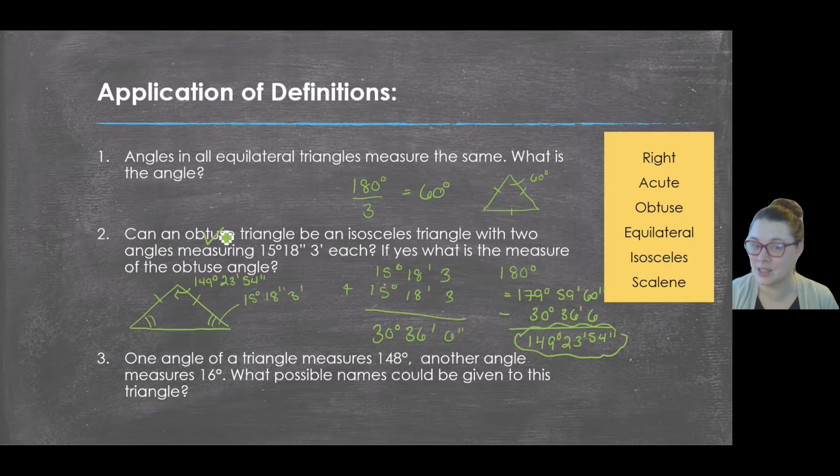So yes, it's obtuse, and yes, we can have both of the small angles have those measurements. So an obtuse triangle can be an isosceles triangle with two angles measuring 15 degrees, 18 minutes, 3 seconds. So there's our yes, and this is our proof.